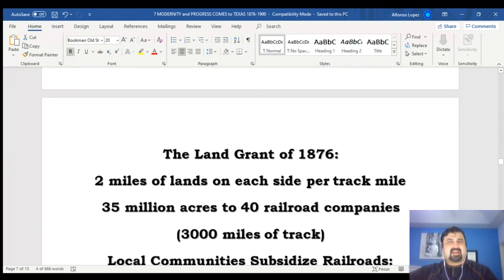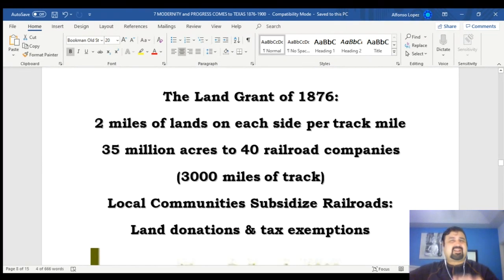So this is again after Reconstruction, starting around 1876, and to incentivize the railroad company to build the railroad, this is something that the U.S. government did too with the Pacific Railroad that we just mentioned. To incentivize the railroads to build across the West, Texas, as well as the U.S. government, of course, granted land to the railroads.